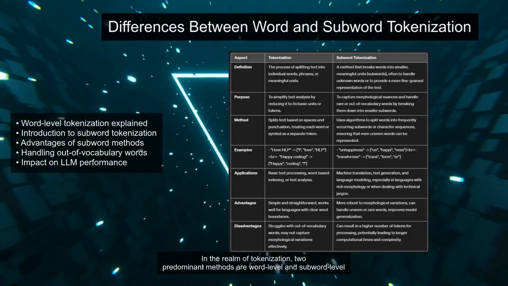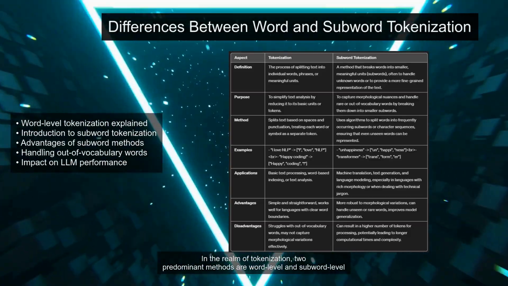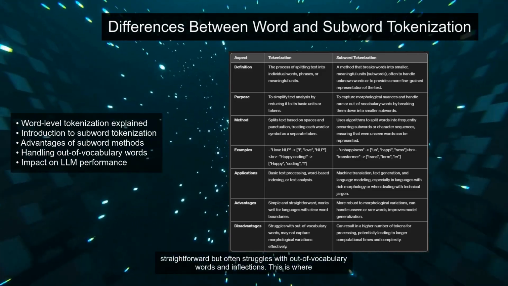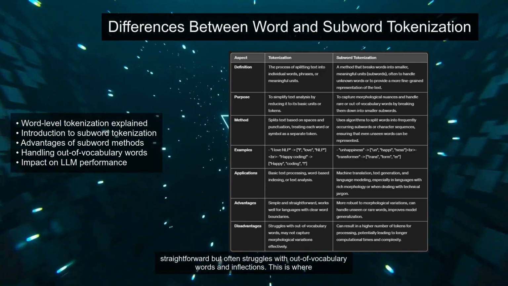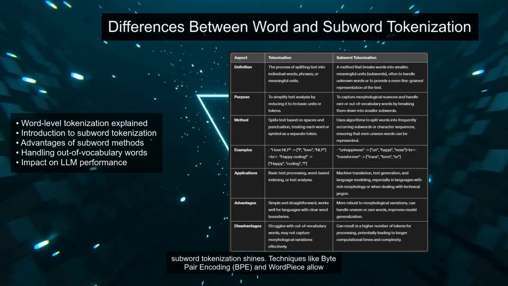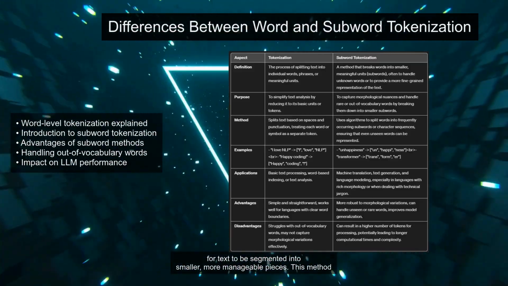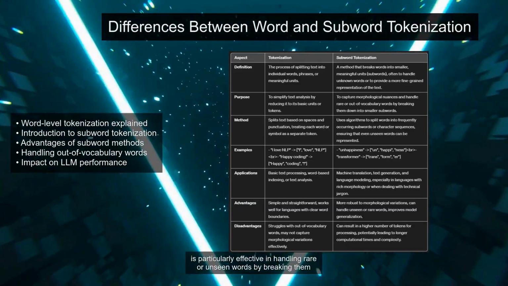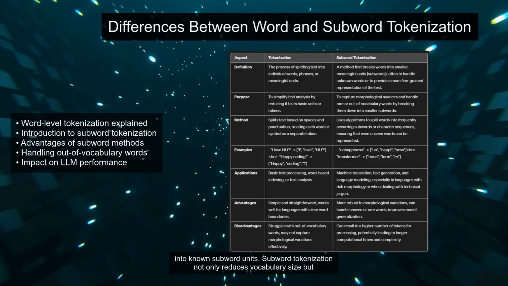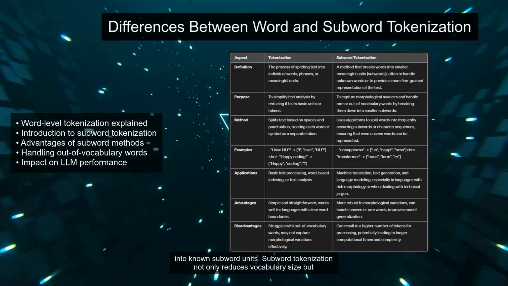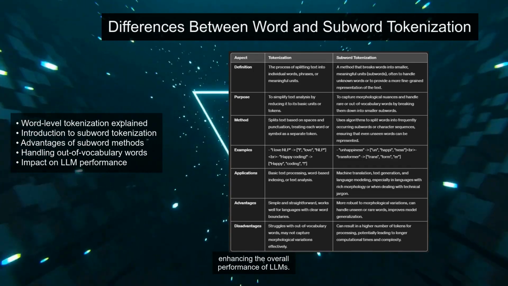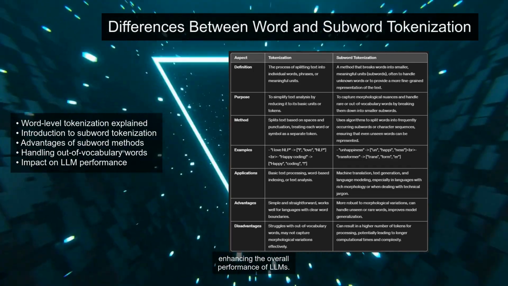In the realm of tokenization, two predominant methods are word-level and subword-level tokenization. Word-level tokenization involves breaking down text into individual words, which is straightforward but often struggles with out-of-vocabulary words and inflections. This is where subword tokenization shines. Techniques like Byte Pair Encoding, BPE, and WordPiece allow for text to be segmented into smaller, more manageable pieces. This method is particularly effective in handling rare or unseen words by breaking them into known subword units. Subword tokenization not only reduces vocabulary size but also improves the model's ability to generalize across different linguistic variations, thereby enhancing the overall performance of LLMs.